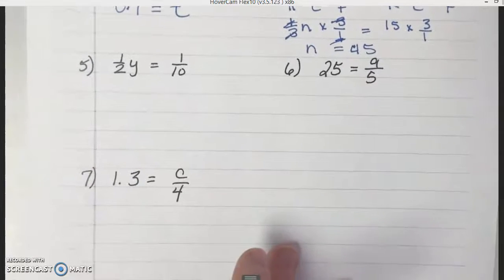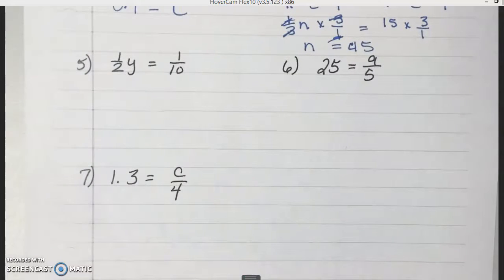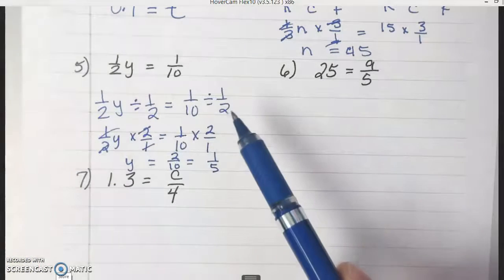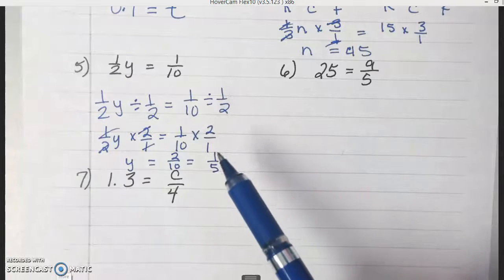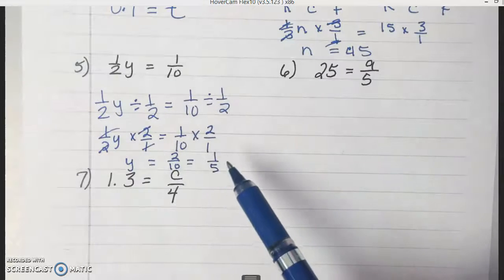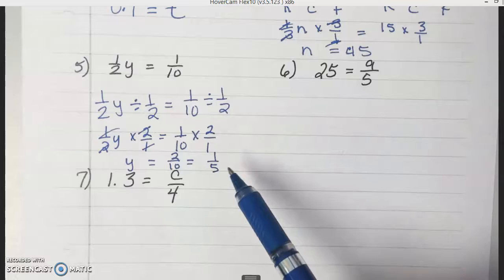All right, look at number 5. Actually, let me do this. I'm going to pause the video. Go ahead and you pause it and work number 5, 6, and 7, and then we'll check them because my time's running out. Okay, so here is the process of working number 5. You can check it. When you worked it out, you should have got all the way down to 1/5.